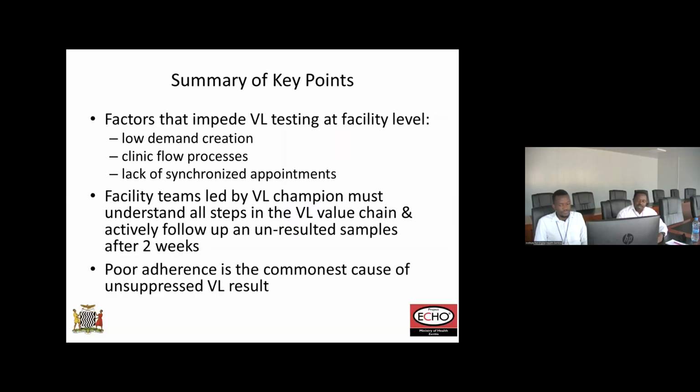So in summary, factors that impede viral load testing at facility level are mainly low demand creation. Is there something we can do about it? Yes. By making sure that when we send appointment reminders, we are also including a message. Clinical flow processes: synchronizing visits, ensuring that when they are coming to collect medication, we have tied that to the time they are also having a blood sample collected.